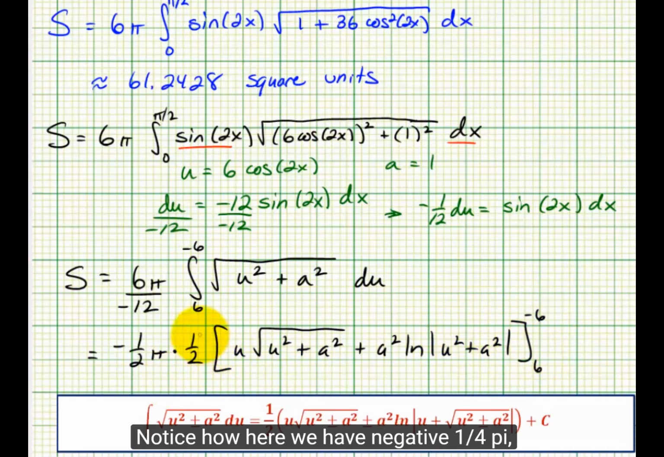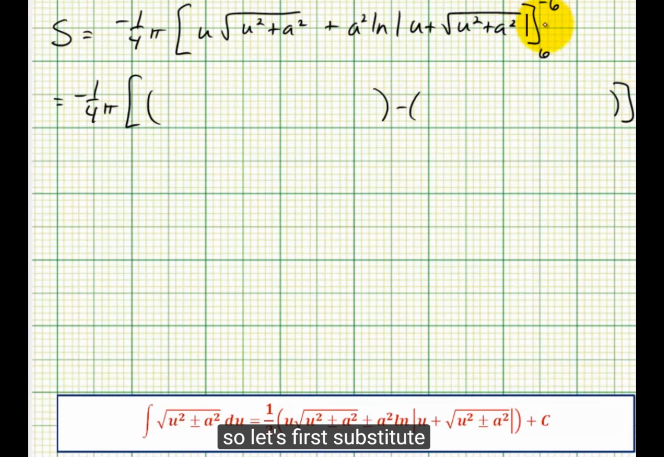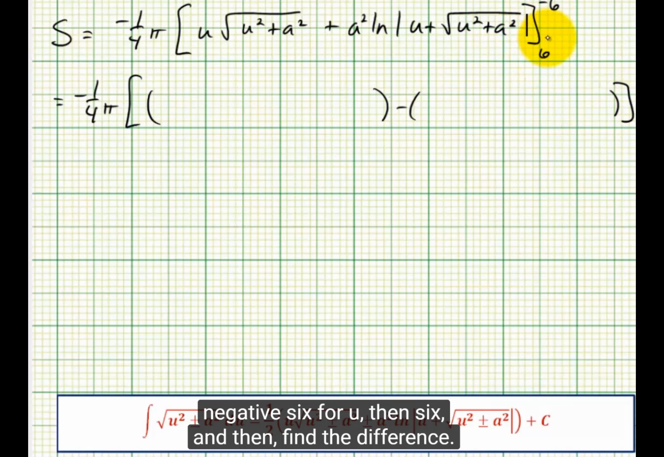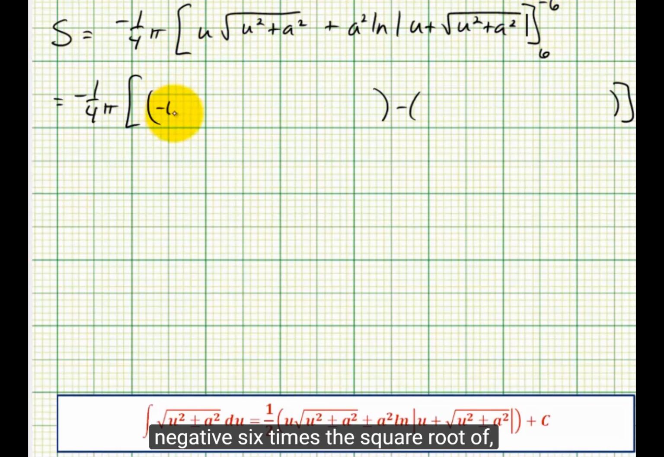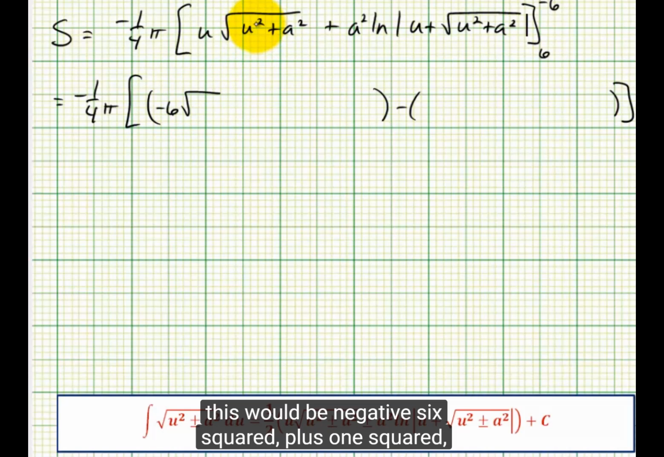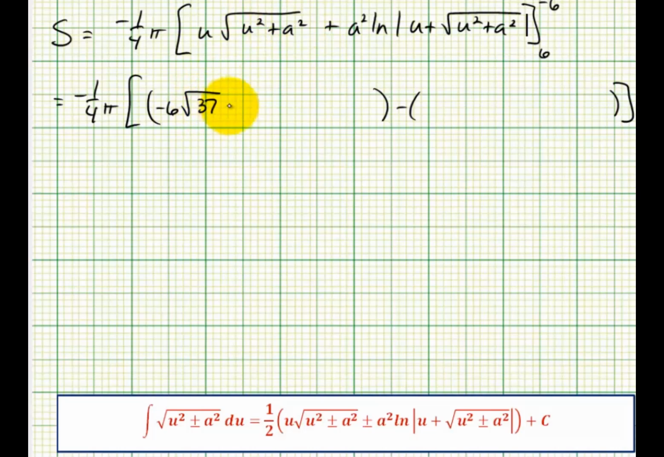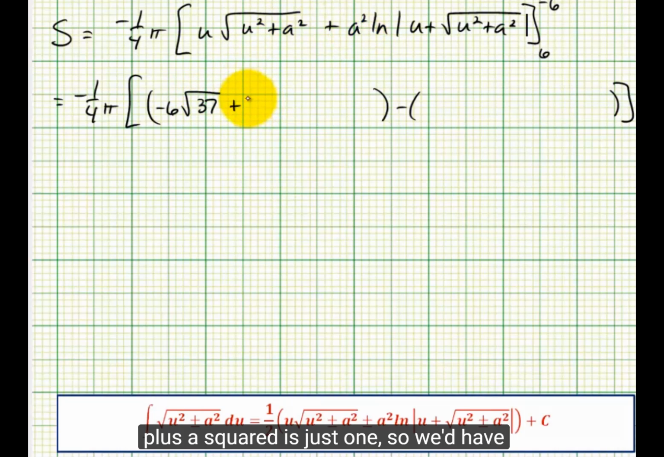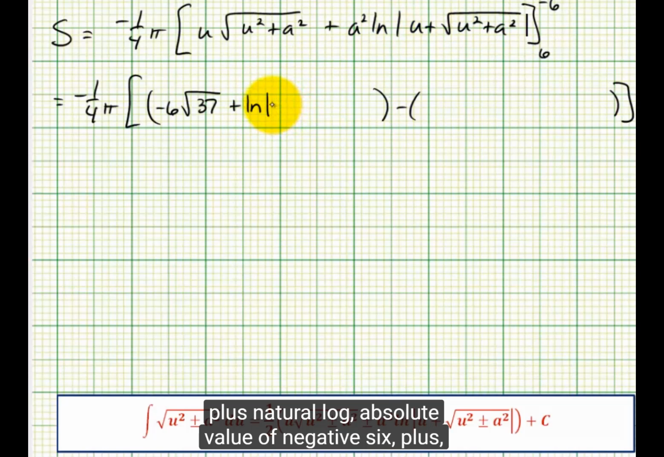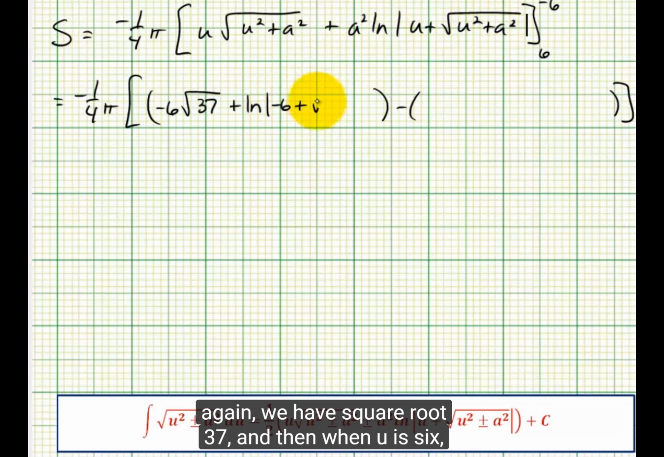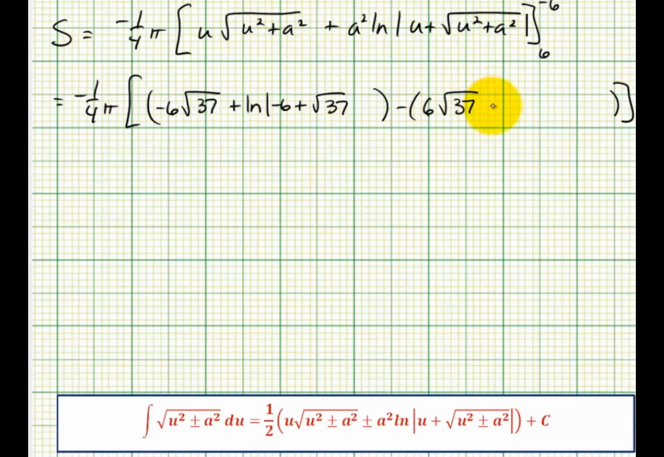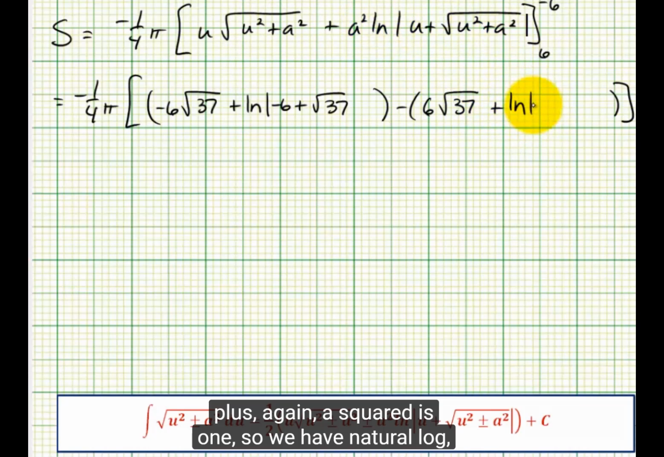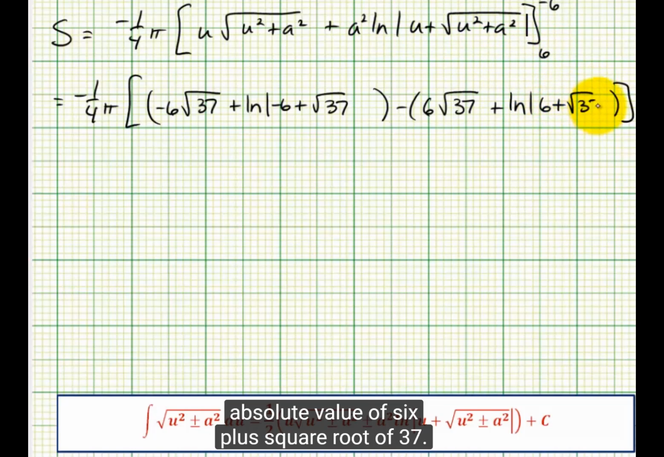Let's continue on the next slide. Notice how here we have -1/4 pi. So we'll first substitute -6 for u, then 6, and then find the difference. And remember, a was equal to 1, so a squared is 1. So when u is -6, we'd have -6 times the square root of -6 squared plus 1 squared, that's 37, plus natural log absolute value of -6 plus square root 37, and then when u is 6, we have 6 times the square root of 6 squared plus 1 squared, that's 37, plus natural log absolute value of 6 plus square root 37.